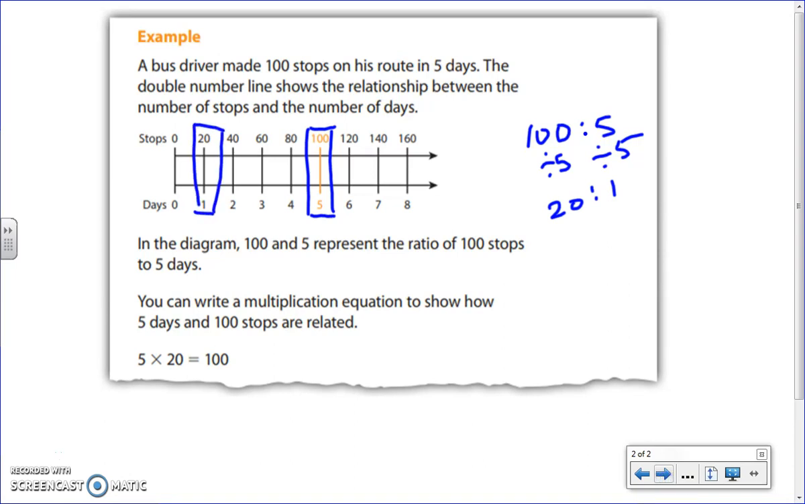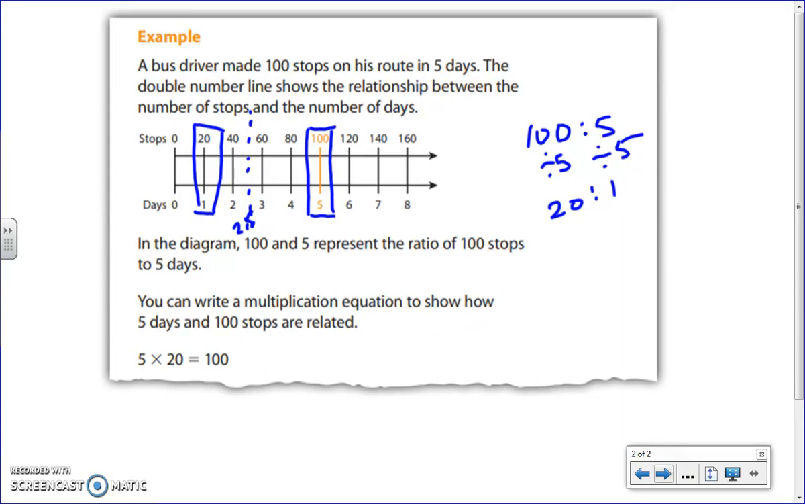Now, the nice thing about a double number line is that it's evenly spaced all the way through. So a lot of times, because it's evenly spaced, if I had to figure out something like, say, 50, oh, well, that's halfway between 40 and 60, so I know that would be 2.5 days, because 2.5 would be exactly halfway between 2 and 3. And so that's one of the visual benefits of having a double number line. Everything's evenly spaced. You don't skip any values.